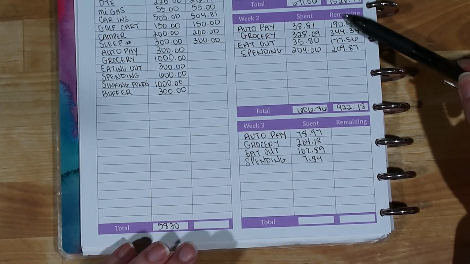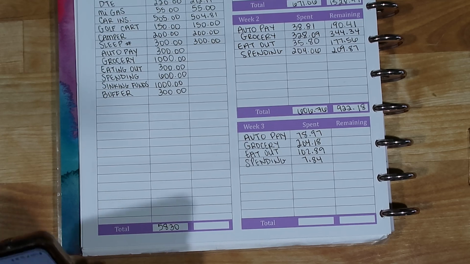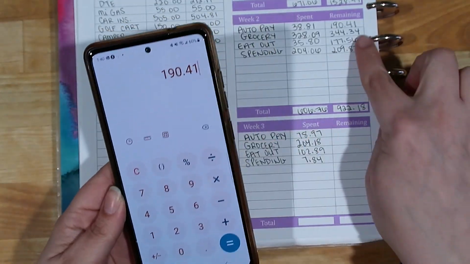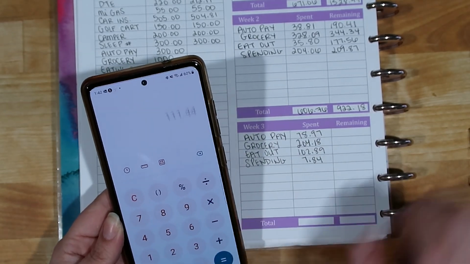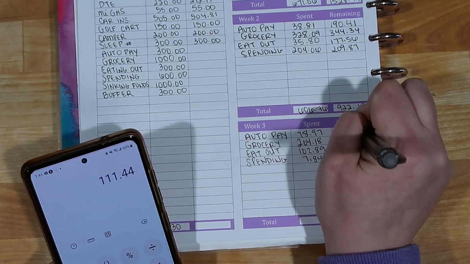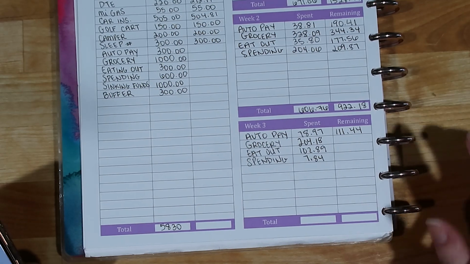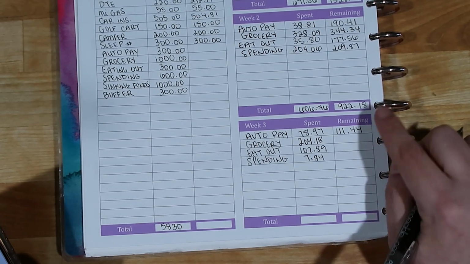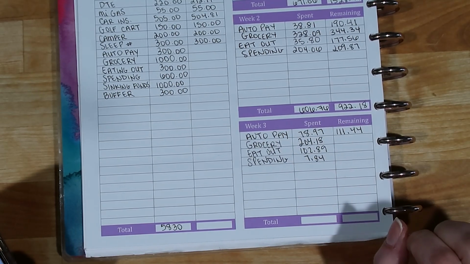And now that I have proper remaining totals, I can go back to what I was doing. Auto pay, the end of last week, I had $190.41 remaining, and I spent $78.97, which means I still have $111.44 remaining in that budget overall. So we should be totally fine. I think I'm going to come in under budget for auto pay, which is good news because that will not necessarily be the case for some of these other categories.